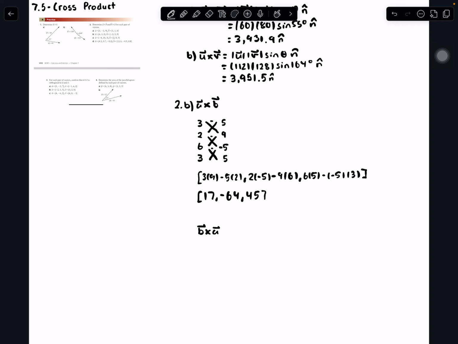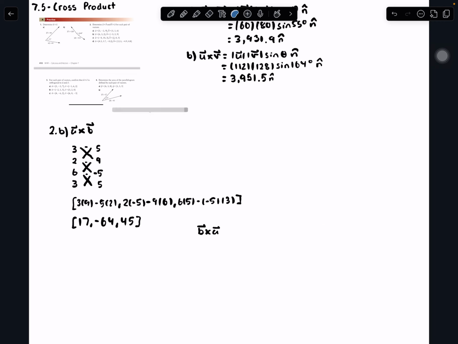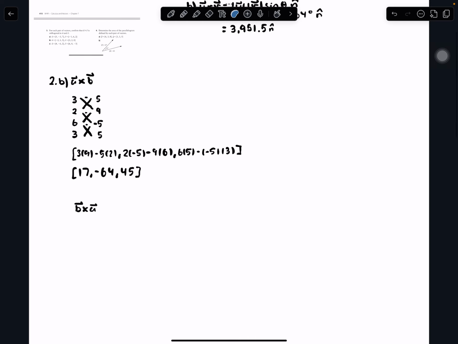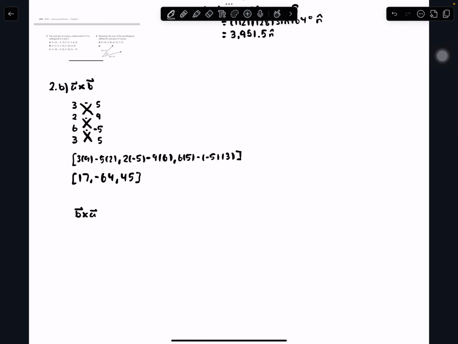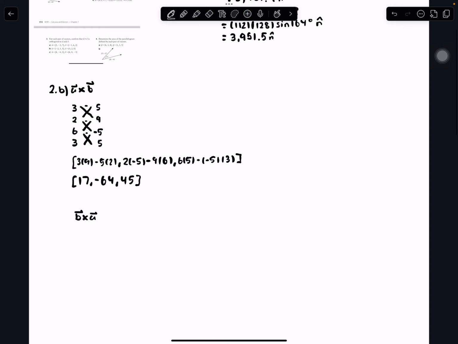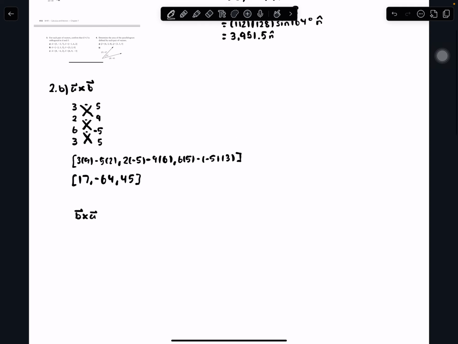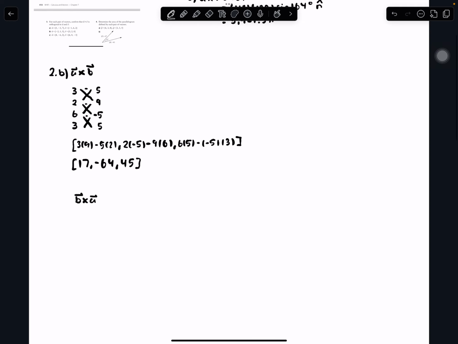It's asking for B cross A as well. Okay. So I'm actually just going to put this here. B cross A will be, same deal. 5, 9, -5, 5, 3, 2, 6, 3.